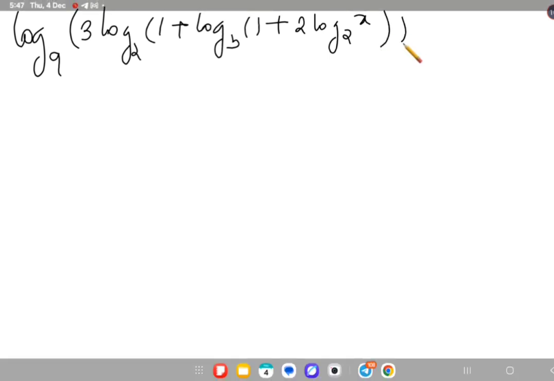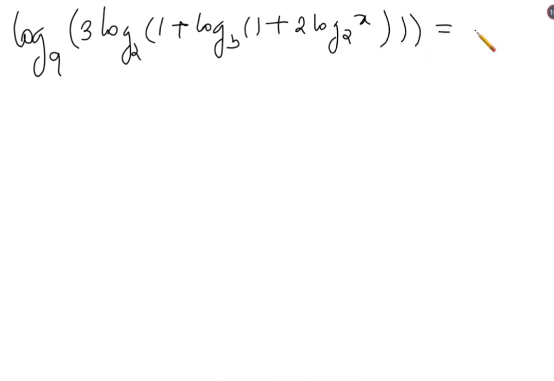Okay, 3, then we have again log, then again a bracket, and here the base is 2, then we have 1 plus log, then we have a base of 3 and another bracket which says 1 plus 2 log of x to the base 2, and we need to find the value of x. Okay, and this is equal to half.